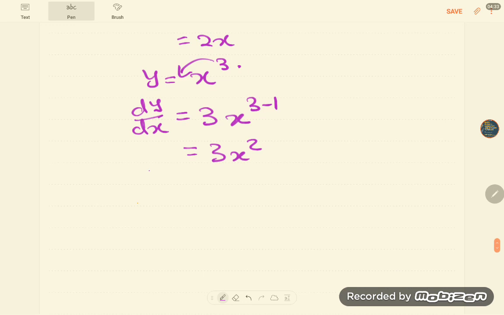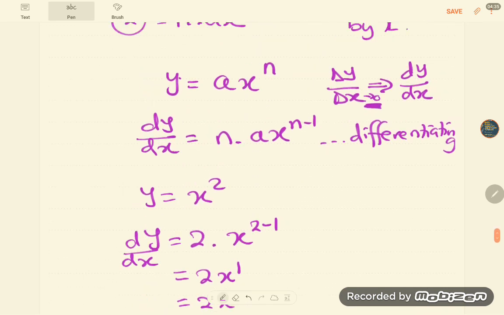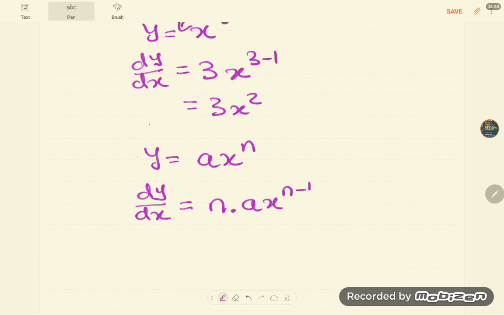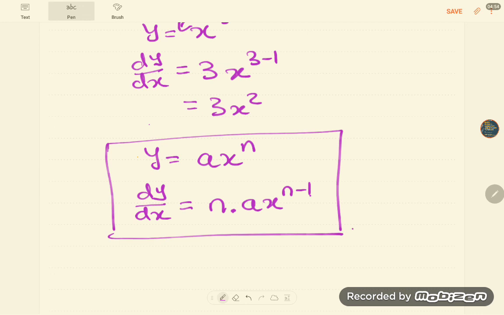And so these are the results. In other words, when you're given something general, like y equal to a x to the power n, then your dy dx, which is the gradient function, is going to be equal to n times a x to the power n minus 1. This is like your first formula.